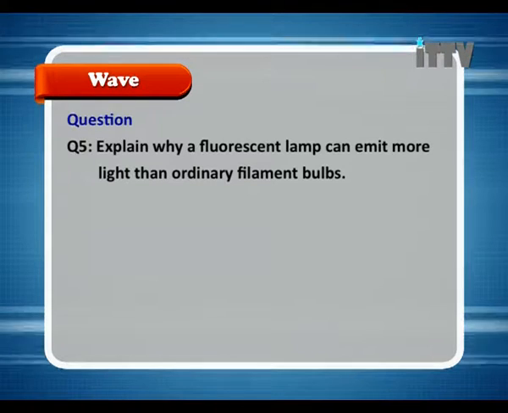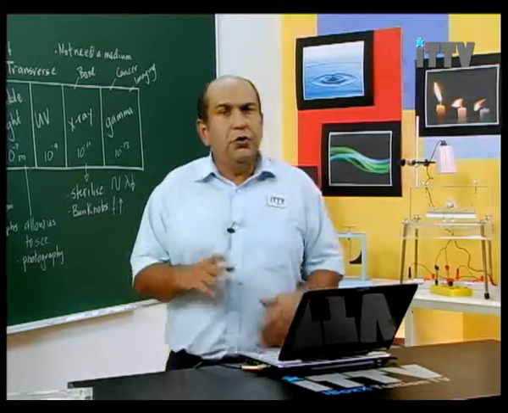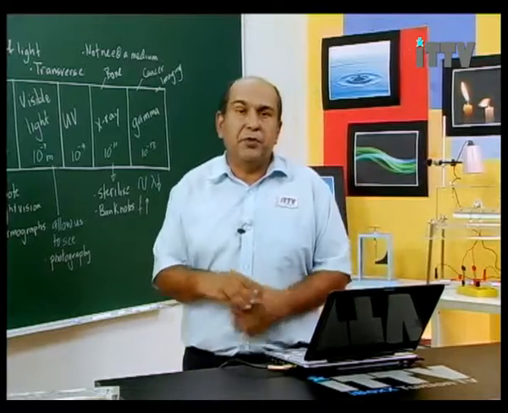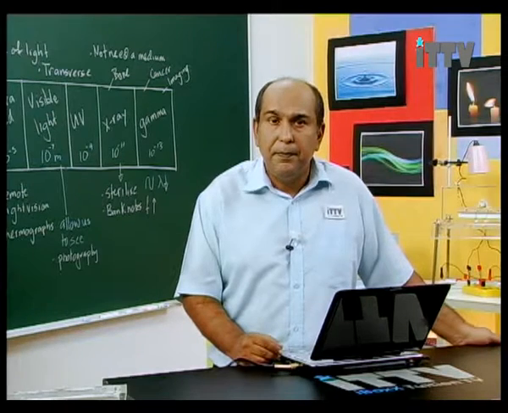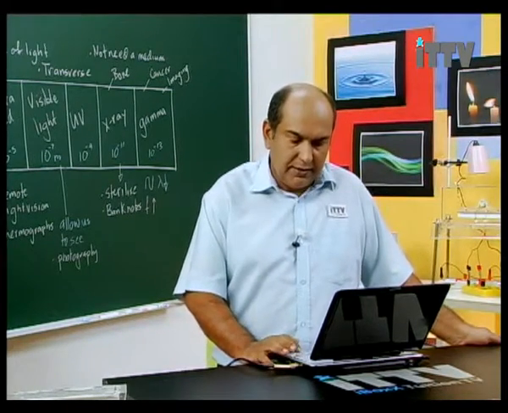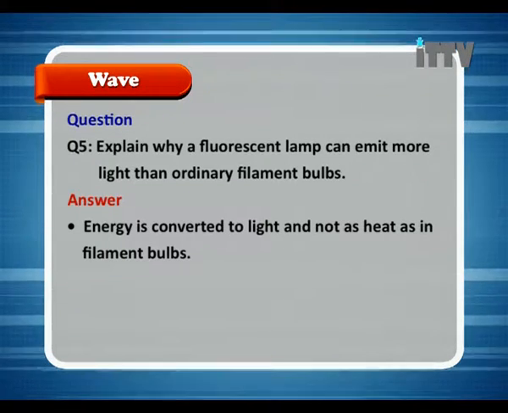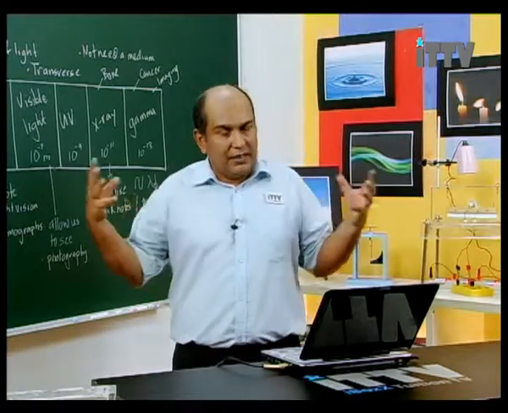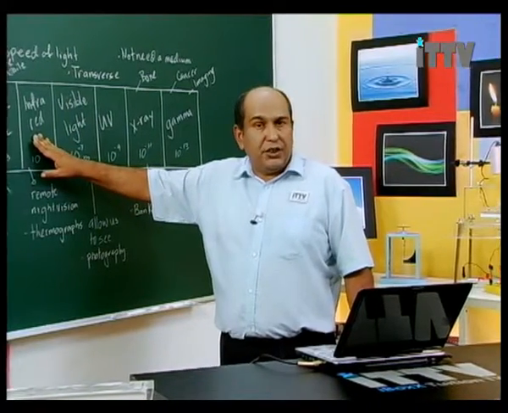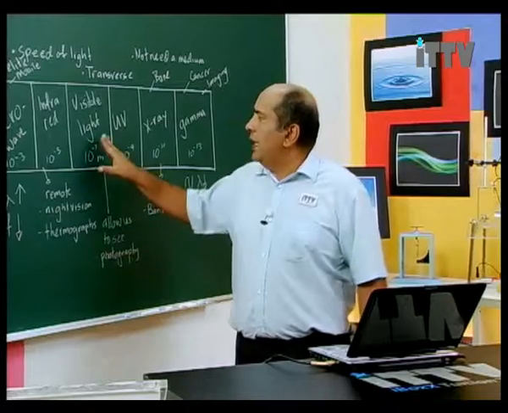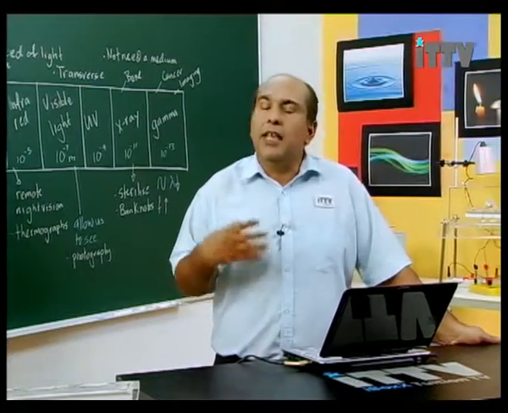Explain why a fluorescent lamp can emit more light than ordinary filament light bulbs. So, this is to do with the visible light that is being produced. Think about it. Have you written out an answer? Let's have a look at the answer. Energy is converted to light and not as heat as in filament bulbs. So in a fluorescent light bulb, what we get is more visible light and less infrared radiation. But with a filament bulb, we get both of these being produced, which means the amount of light is less, therefore it is less bright.